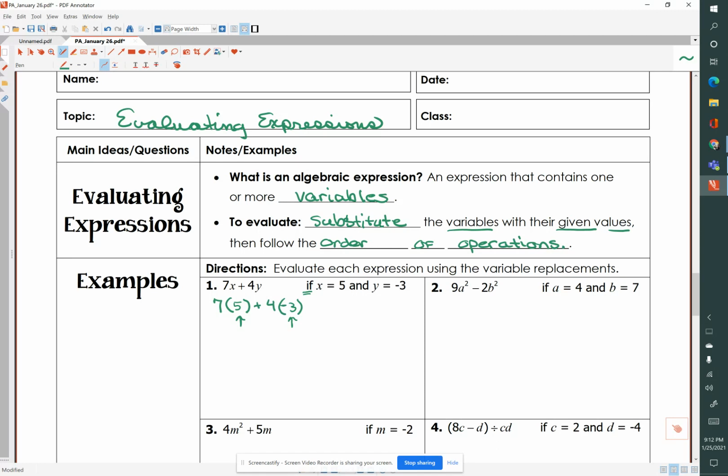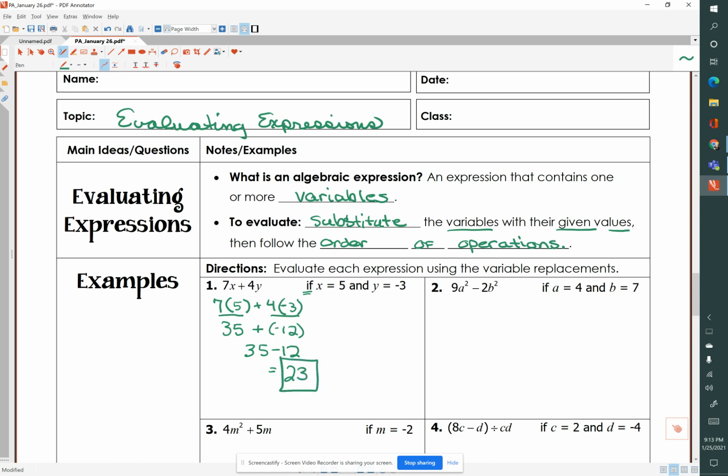Okay, so now we're going to start to evaluate using the order of operations. So multiplication and division before addition and subtraction. So 7 times 5 is 35, plus 4 times -3 is -12. And then 35 plus -12 is the same thing as 35 minus 12, which equals 23.